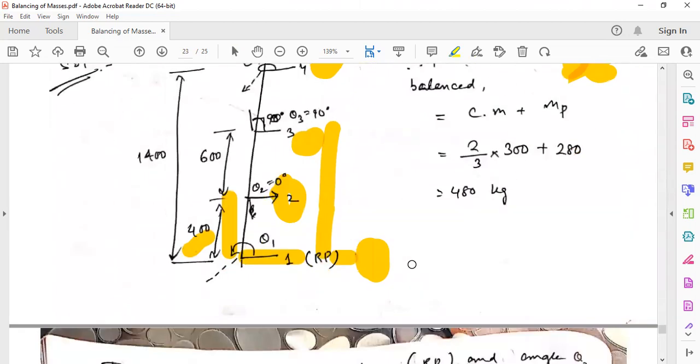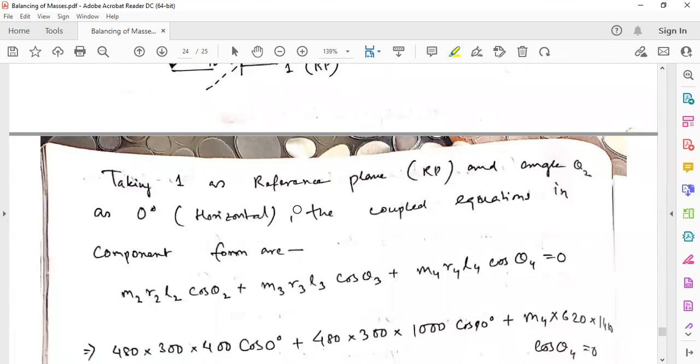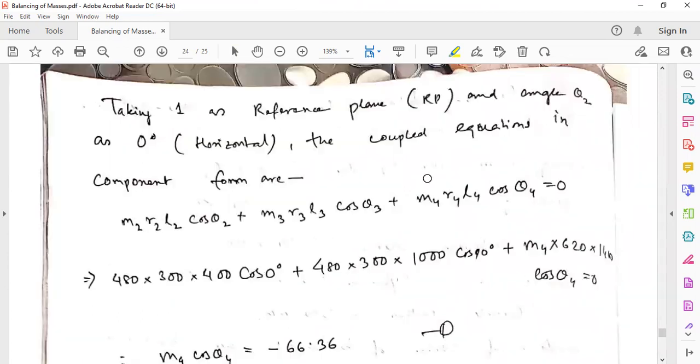So this is the engine. Okay, the engine mass is somewhere, no? So this is the mass and this is the crank radius. So this part is revolving, right? Like this. So the crank radius is 300. That's why R2 is also 300. R3 is also 300. But R4 is given here.